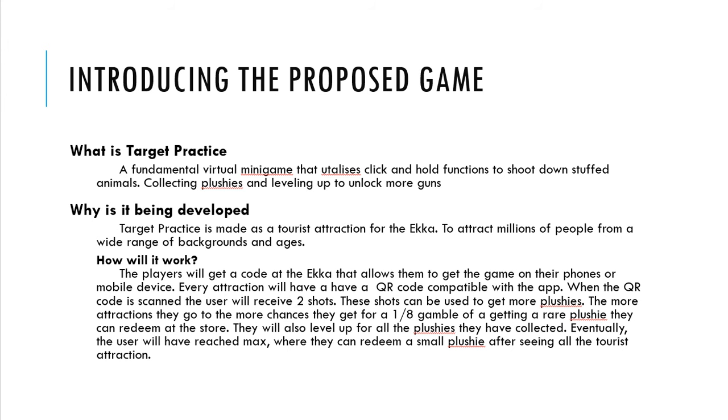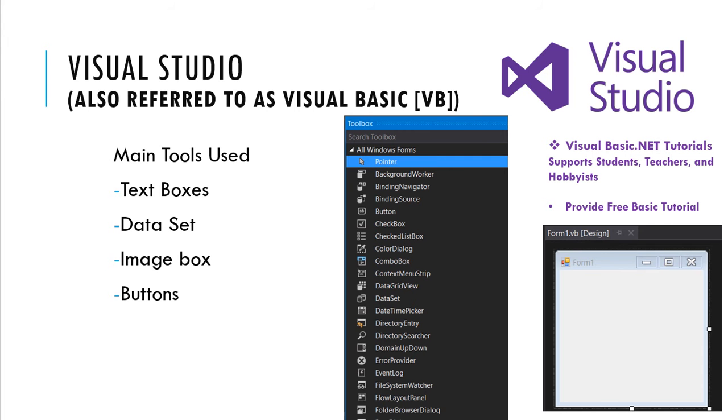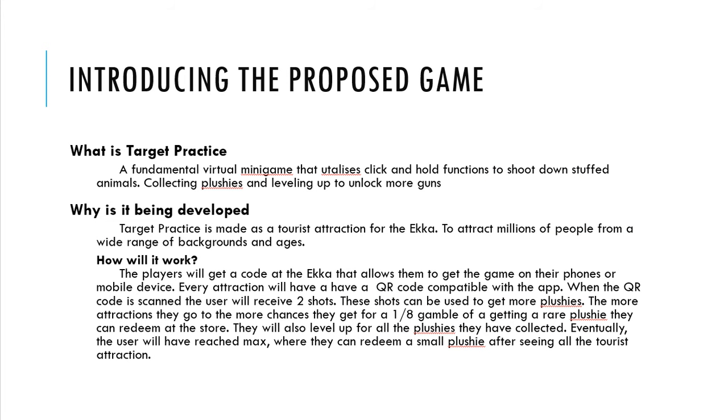My proposed game is called Target Practice. In short, it is a virtual minigame that uses click and hold functions to shoot down stuffed animals and stuff. There is a level up mechanic based on how many plushies the user has collected. This leads to more guns and future perks. Target Practice will act as a tourist attraction for the Ekka, while also giving attention to other attractions.